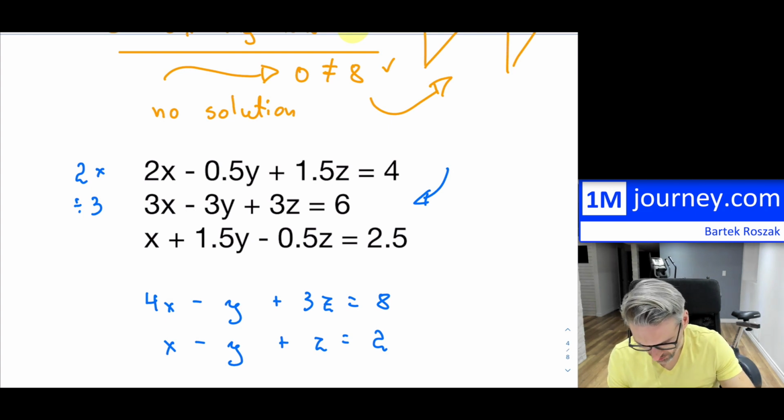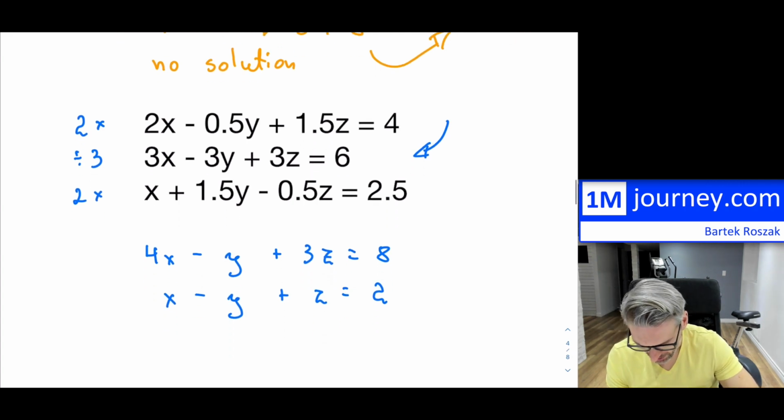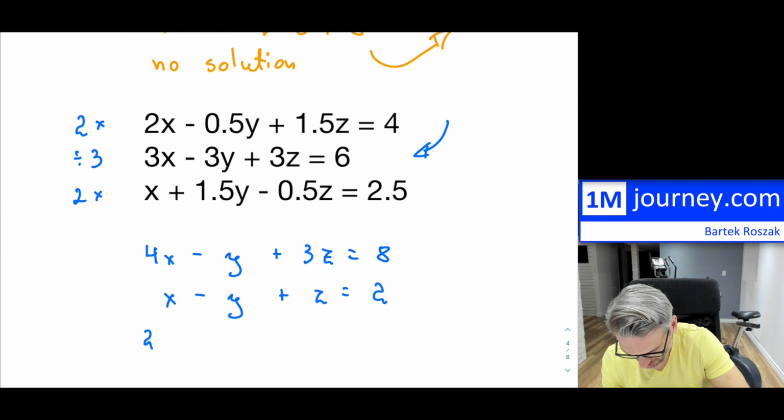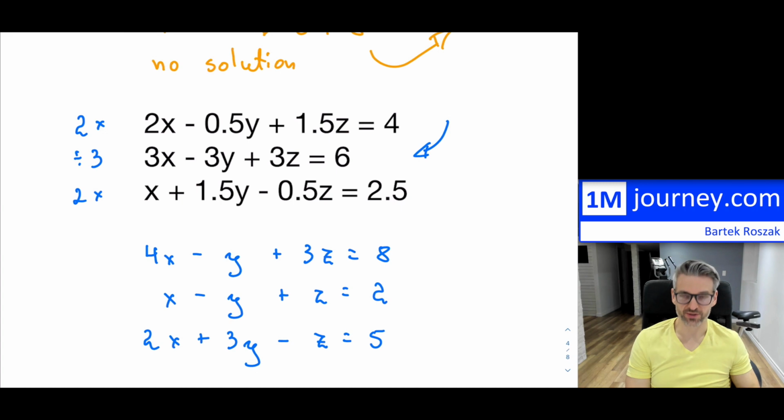And then the last one, again, I can multiply this one by 2. I'm just getting rid of the decimals, that's all. So it's going to be 2x plus 3y minus z is equal to 5. Okay, well, that's much nicer to deal with because now they're just all integers.